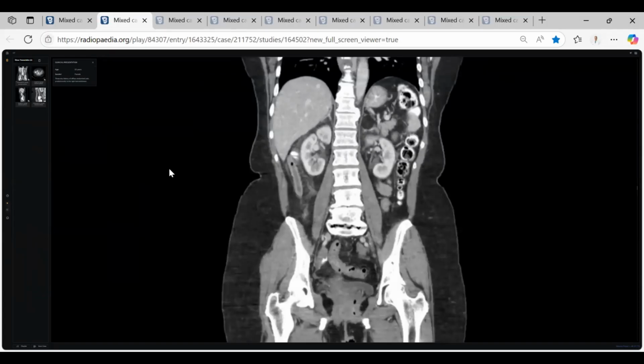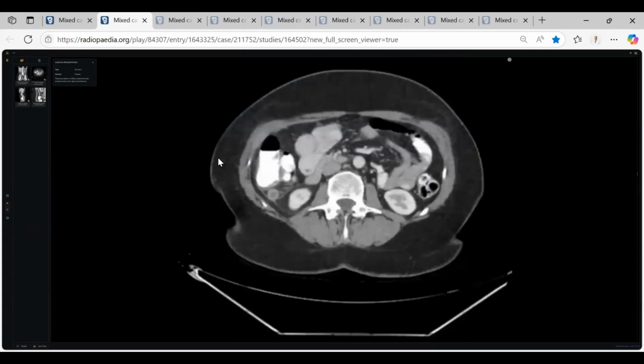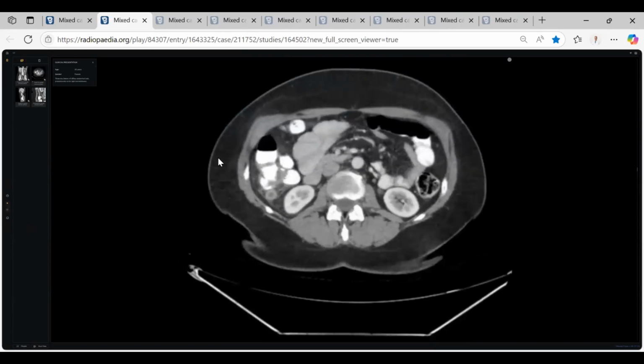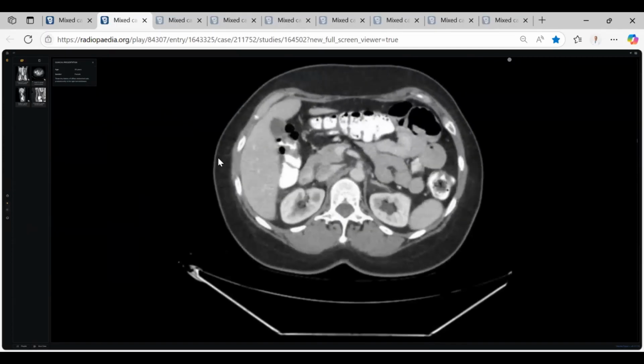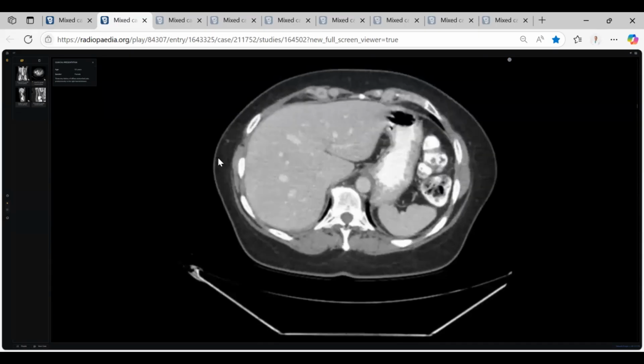This patient has abdominal pain. A 55-year-old female patient with abdominal pain. Go on.